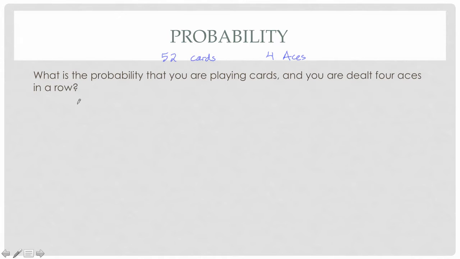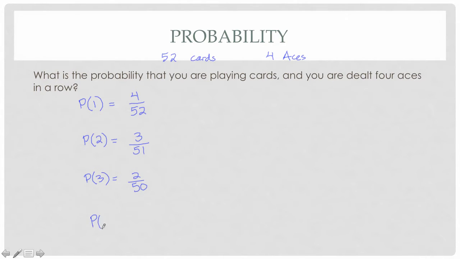So the probability of 1 ace, the first card is an ace, is going to be, well, there's 4 aces out of 52 cards. So that's the probability that my first card is an ace. Well, what's the probability that the second card is an ace? All right, well, I've got 1 ace in my hand. There are only 51 cards left. And out of those 51, only 3 of them are aces. Now I've got 2 aces in my hand. What's the probability that the third one is an ace? Well, there's only 50 cards left, and out of those, 2 of them are aces.